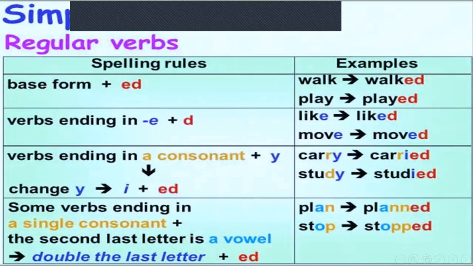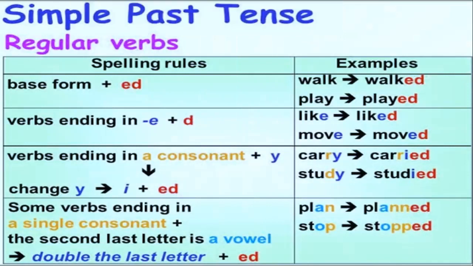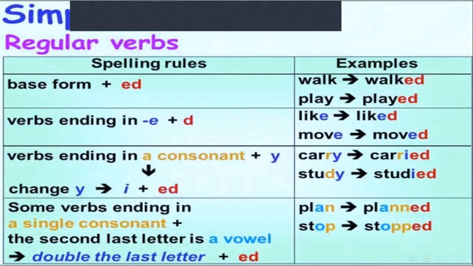Here, simple past tense, regular verbs. Regular verbs here means أفعال منتظمة. Now we will know how to change the verb from present to past. We are talking about regular verbs. We add only ed to the verb to change it from present to past.